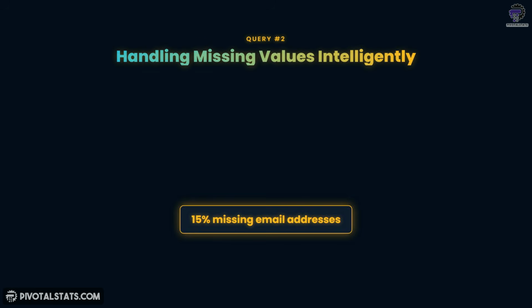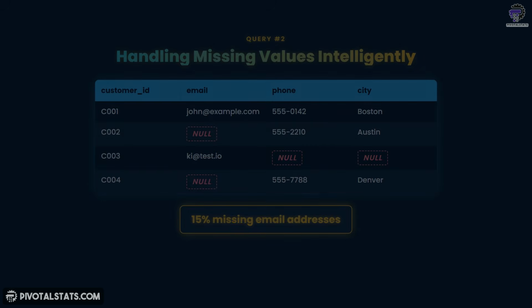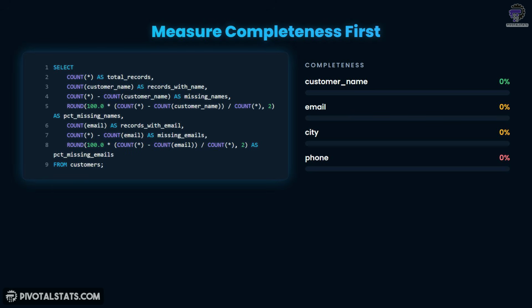Query number 2, missing values. Nulls are one of the most misunderstood things in SQL, and how you handle them has a massive impact on accuracy of your analysis. The first mistake people make is jumping straight to fixing nulls without measuring how many they are. If 15% of your email addresses are missing, that's very different from 15 rows in a million row table.